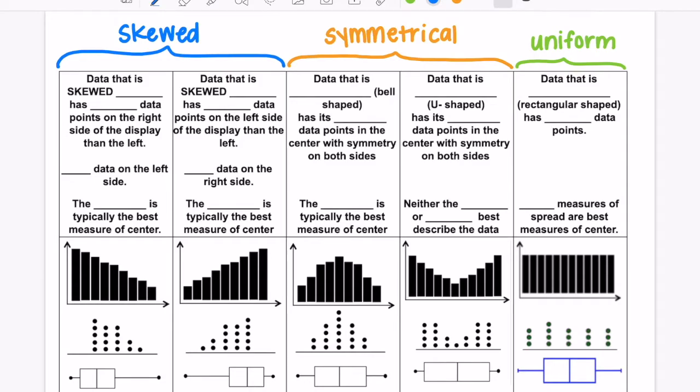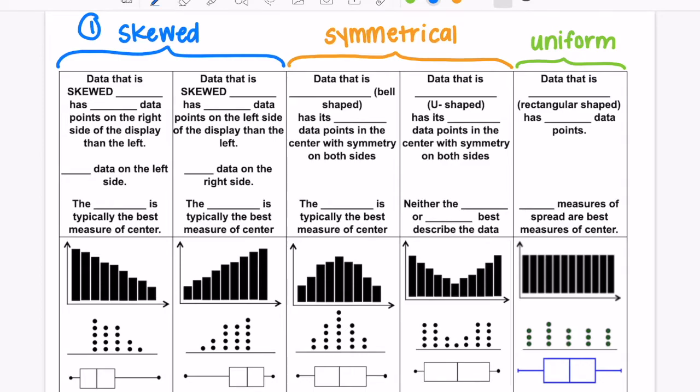In this lesson, we are talking about data distributions and their shapes. There are three ways to describe the shape of a data distribution. The first description is that it is skewed. Skewed just means that it's offset to one side or the other.